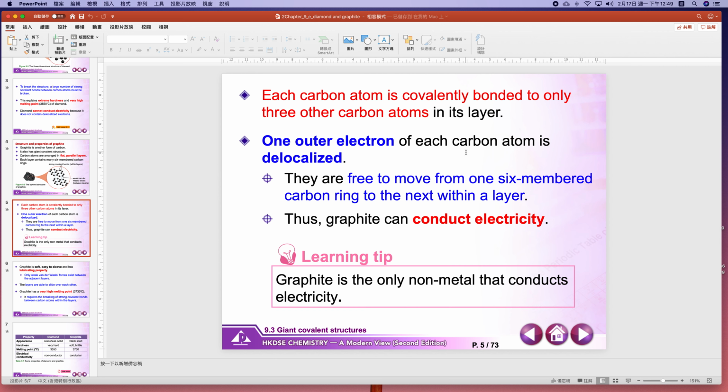Okay, this slide is what I have already mentioned. Now, let's talk about the result of delocalized electrons. As I mentioned before, 1 outermost shell electron is delocalized. That means there are numerous delocalized electrons which can move between the layers. That's why graphite can conduct electricity.